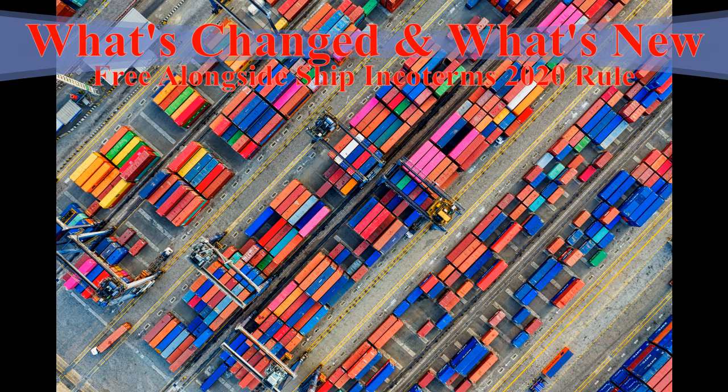Free alongside ship Incoterms 2020 rule, what's changed and what's new. Initially published in 1936, the term has origins that date probably back to the days of sailing ships. The first version did not cover export procedures. However, the seller was required by the rules of 1953 to assist the buyer in getting an export license. In Incoterms 1990, the responsibility for export formalities remained with the buyer, but in Incoterms 2000, it went to the seller.